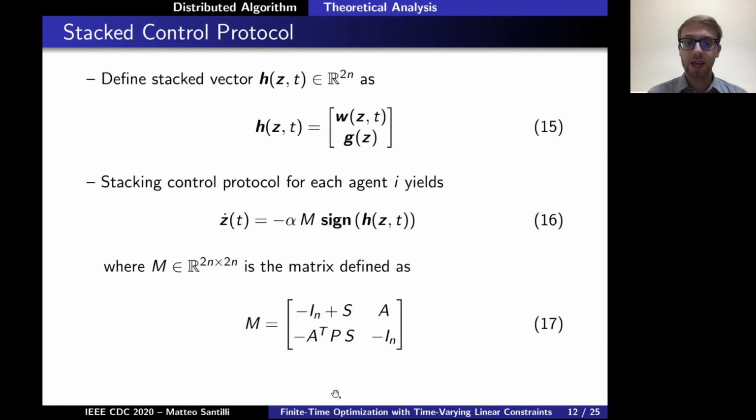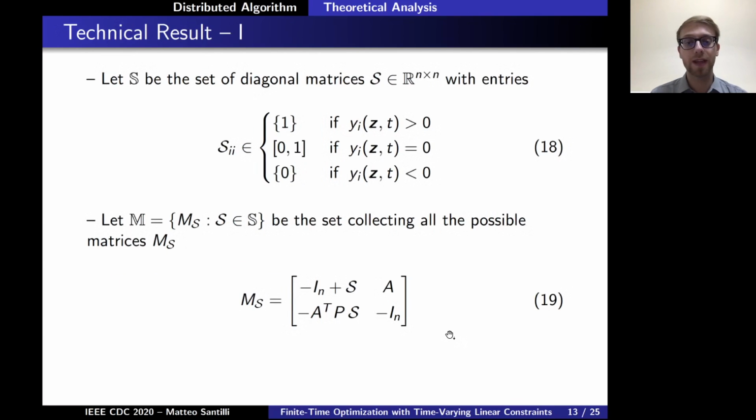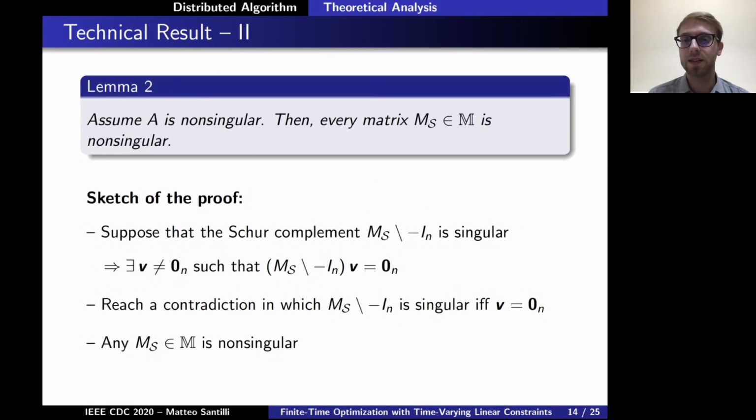Then also this matrix M will have to prove another result that will be used later. So let us introduce the set valued matrix S, that is the diagonal matrix S, but where the elements corresponding to the fact that y_i is equal to 0 can assume any value in the interval between 0 and 1. Considering such matrix S, we can define the set of matrices M_S that depends on such S as M. And we have that every matrix in this set, if we consider that A is also non-singular, are non-singular as well. The proof follows from the study of the Schur complement of M_S with respect to the right bottom block, that is minus identity.